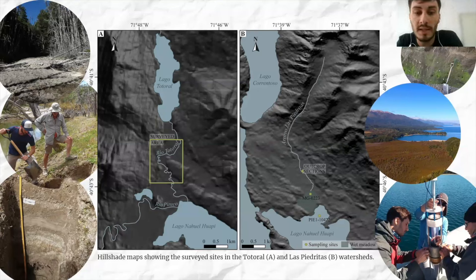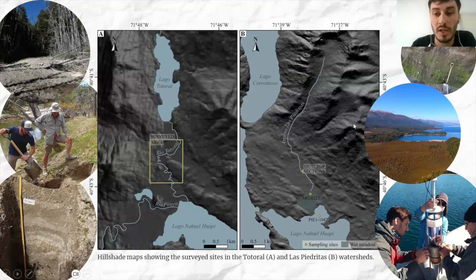So in this work, we attempted to trace airfall tephra and remobilized tephra deposits through two fluvio-lacustrine systems, the Totoral and Las Piedritas watersheds, through extensive riverside sedimentological surveys and through sedimentological limnogeological studies that included taking a sediment core from a wet meadow located in the delta plain of the Las Piedritas watershed using a Livingston piston core, and taking another one from the pro-delta environment using a Nuvitec core.